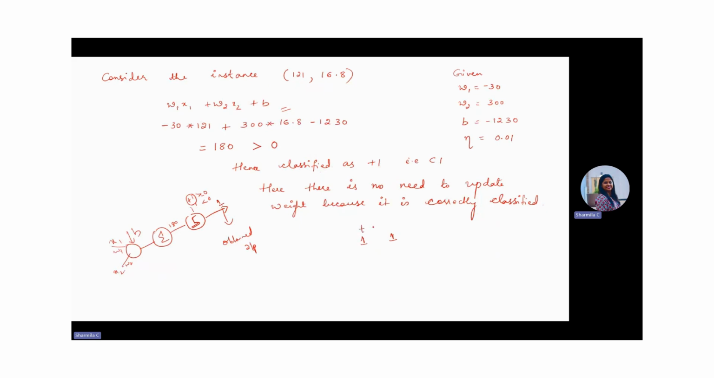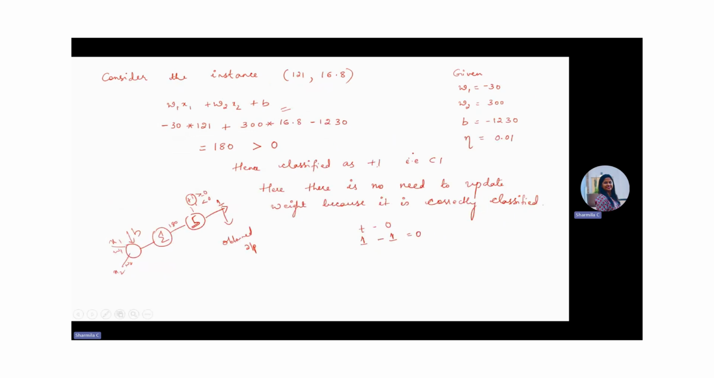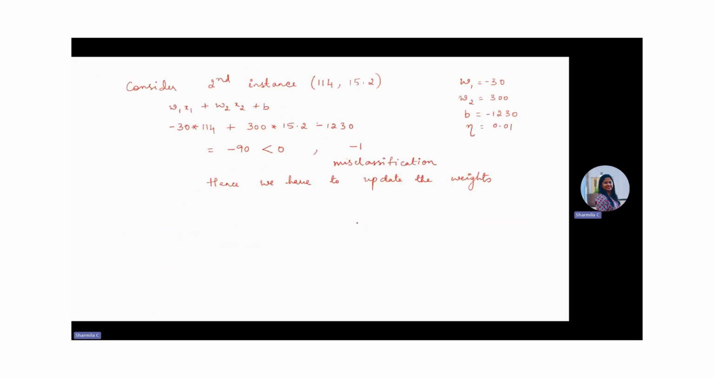So when I do T minus obtained output, what am I getting? I'm getting 0. It means the target and the obtained output are the same. Hence, it is classified as C1 correctly, giving the output similar to the given training example. Hence, there is no need to update the weight because it is correctly classified. So this is what we are doing. If this is the case, we'll go with the next instance.